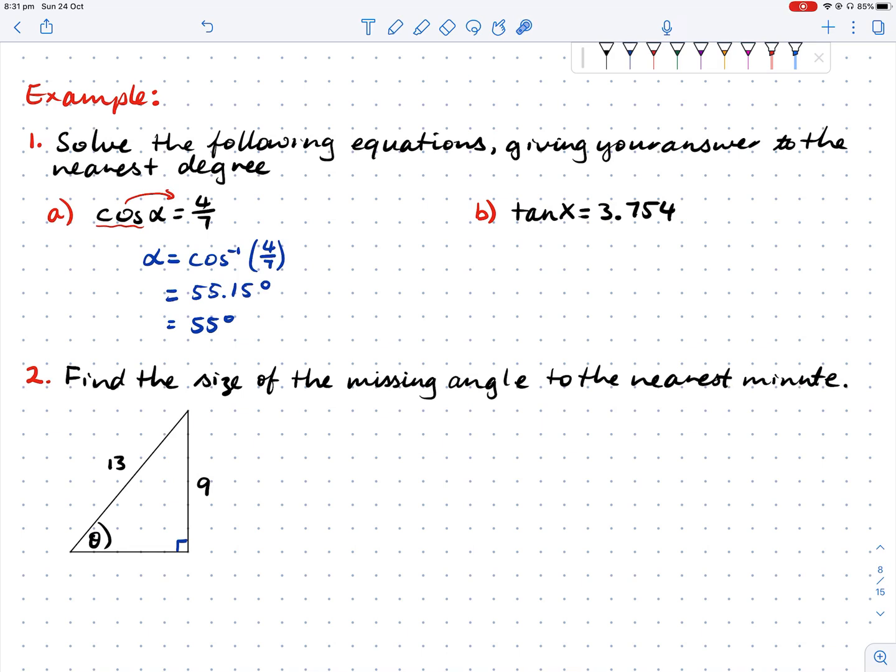With our next question, we've got tan of x. So there's our pronumeral, and that's what we're looking for. So x equals tan minus 1 of 3.754. Sometimes the value might be given as a decimal. Sometimes it could be given as a fraction. So we just need to put it into your calculator that way. For this one, we're going to go shift tan 3.754 equals, we get 75.0837 something degrees. Nearest whole number is 75 degrees.